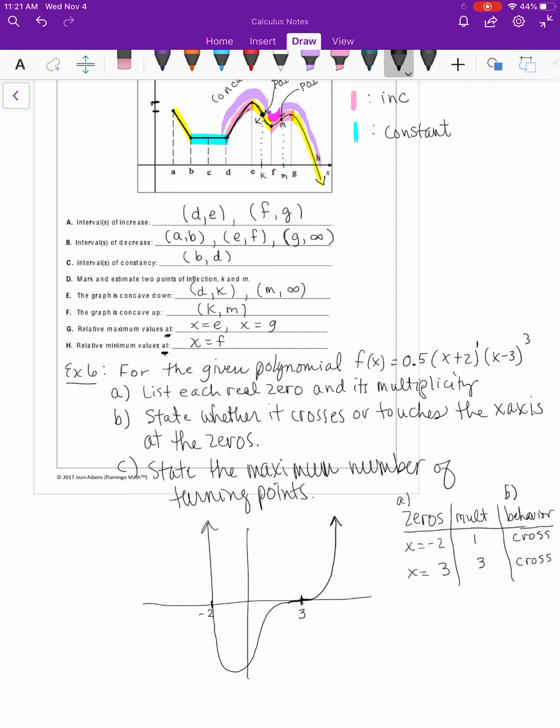Okay. And then state the maximum number of turning points. Well, this is an x to the first times an x to the third, so that's an x to the fourth. So we have a degree 4. And so it's going to have 4 minus 1 turning points. Remember, if your degree is n, it has n minus 1 turning points. Or it's going to have at most, I should say.